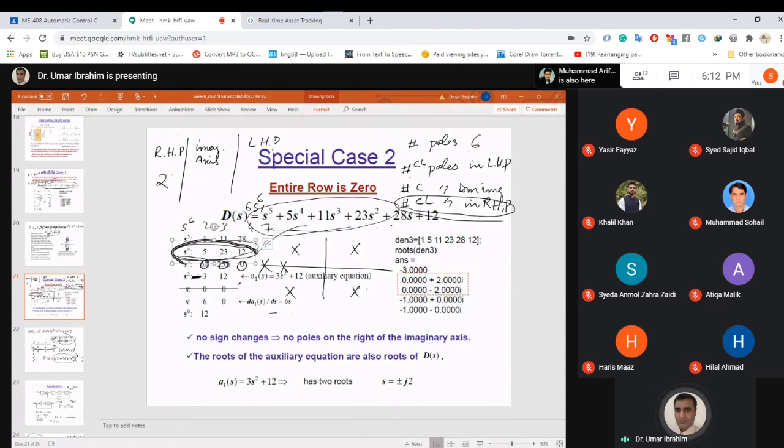ठीक है। Once you know this additional information, you can use it to figure out what kind of system response, right hand, how many poles are in the left hand plane, how many poles are on the imaginary axis. So this is an additional information.